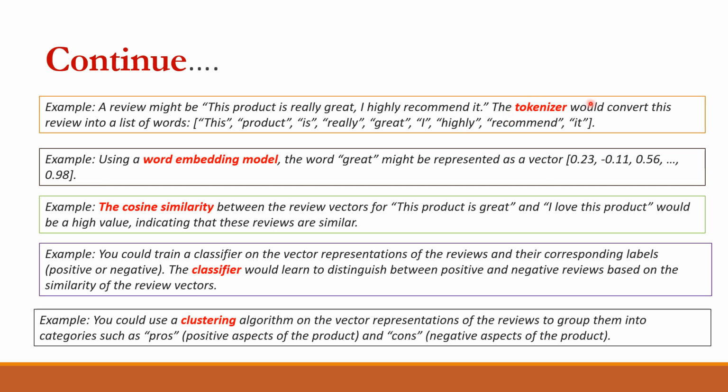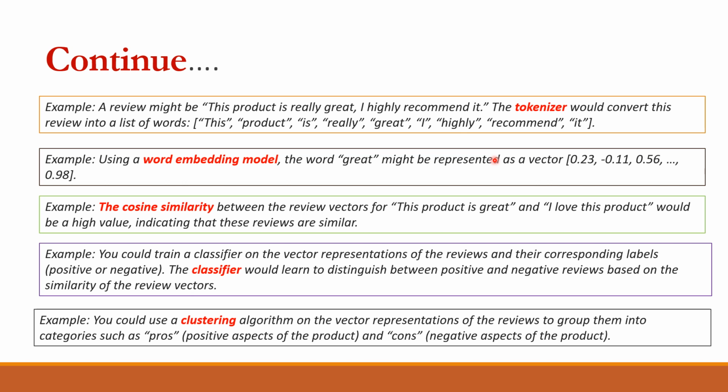The first step is tokenization. In tokenization, the reviews are broken down into individual words or tokens. For this you use a tokenizer, which divides each review into a list of words. For example, a review might be "This product is really great, I highly recommend this." The tokenizer would convert this review into a list of words, simply breaking the review into a list of words like this.